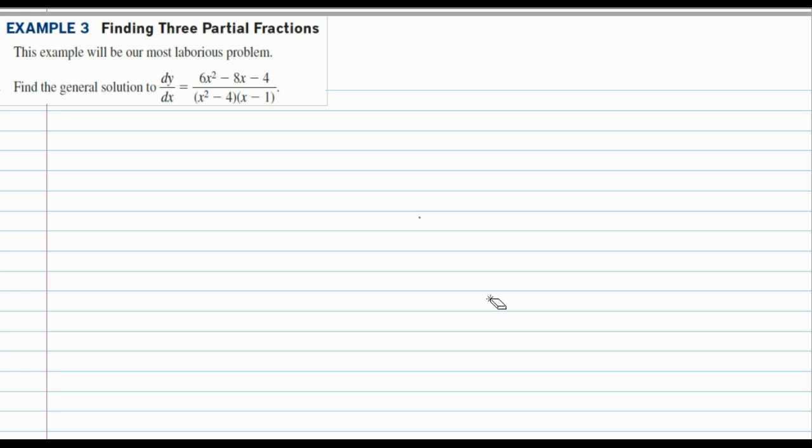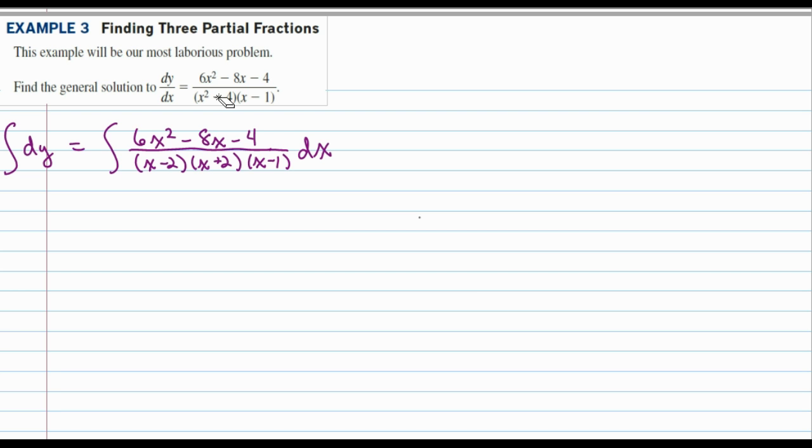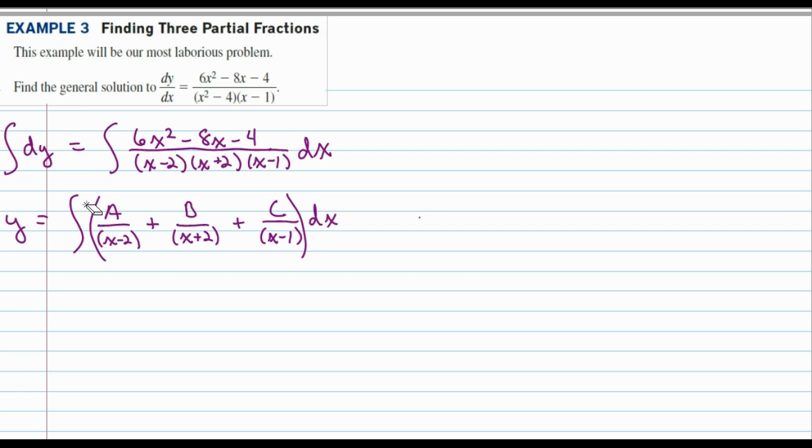That denominator, though, needs to get factored a little further. X squared minus 4 can factor into x minus 2 times x plus 2. So if I'm going to take the antiderivative of both sides, because we're finding the general solution to a derivative, I can take the antiderivative of a constant over the first binomial plus a constant over the second binomial plus a constant over the third binomial, and those binomials are from the factored denominator.